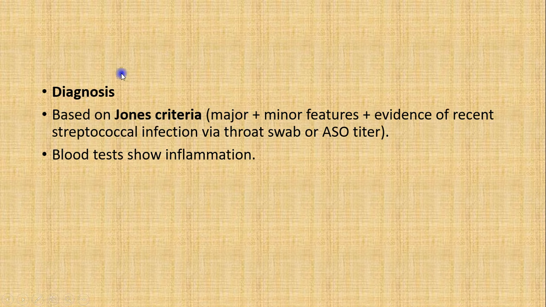So, how do you make the diagnosis? Based on Jones criteria, you combine the major plus the minor features plus evidence of recent streptococcal infection via throat swab or ASO titer. Blood test shows inflammation.